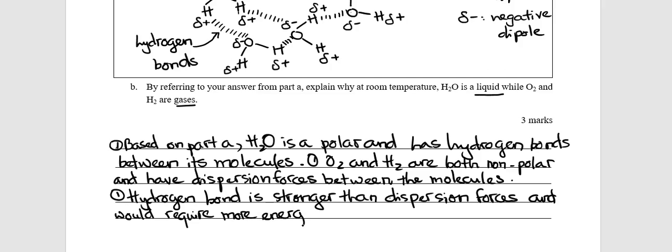It's good to link it back to energy because the amount of energy required to break the bonds will actually influence the state at room temperature. So at room temperature, you have a certain amount of kinetic energy in the particles. If the energy required to break these intermolecular forces is higher than that, then obviously not all of it is going to break and you have a different state. So it requires more energy to break.